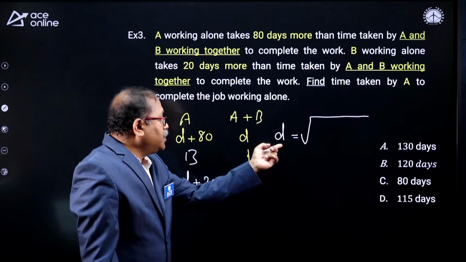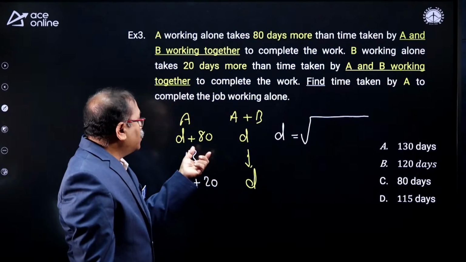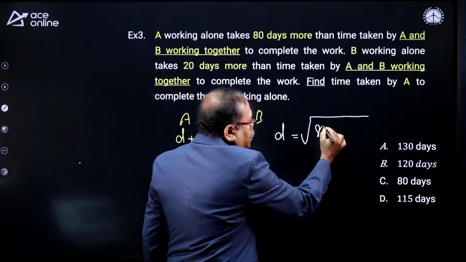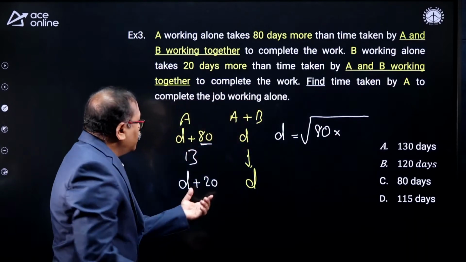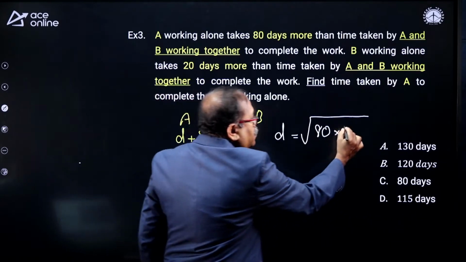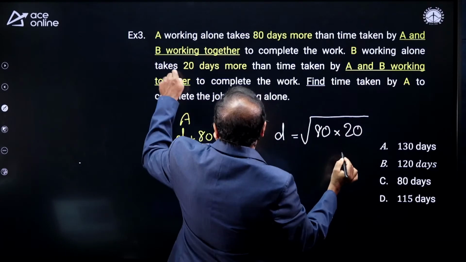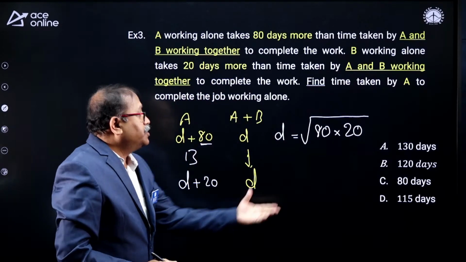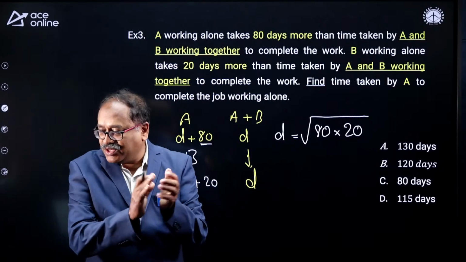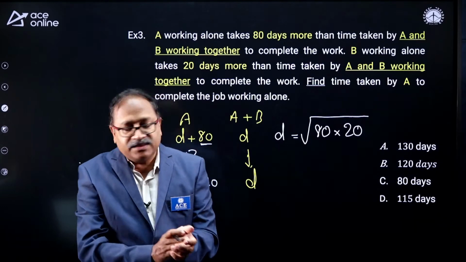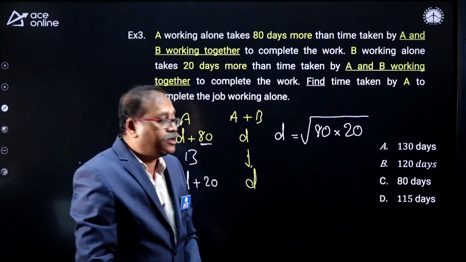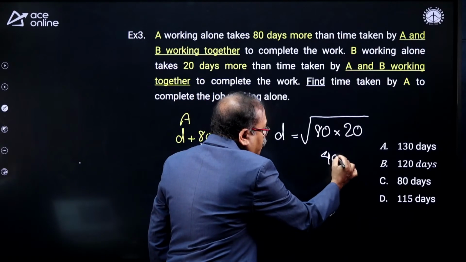Here D is equal to this value: take the extra days, A takes 80 days extra, so this is 80 into, B takes 20 days extra. So multiply this, 20 days extra. Am I right? 20 days more. So this will give us the value of D. Now you can visualize that. Can someone answer the question? Please try this. So here I can see that the square root of 1600 is nothing but 40. So here I get D equal to 40.